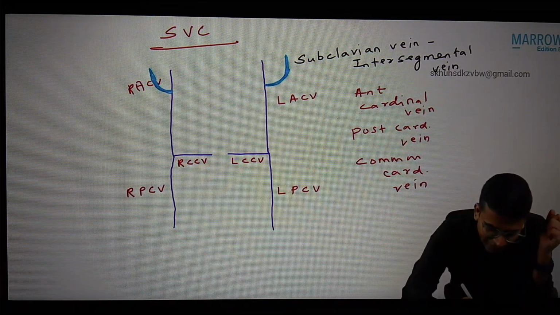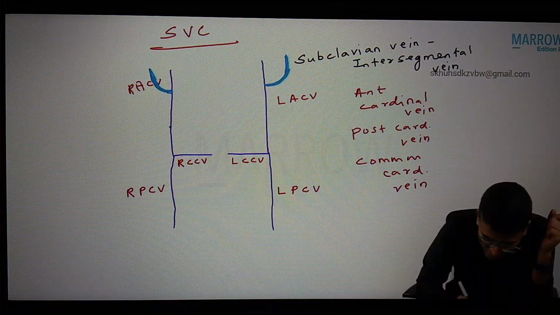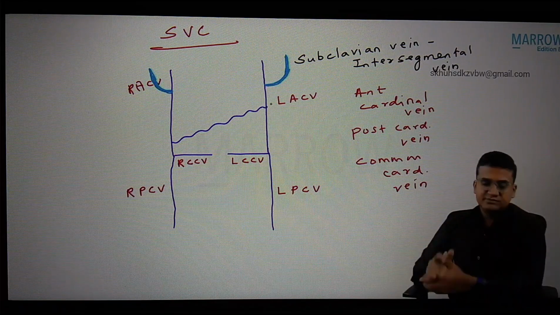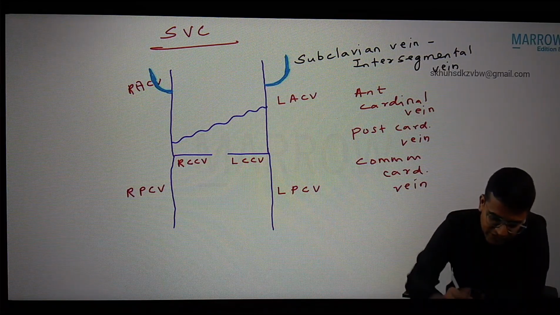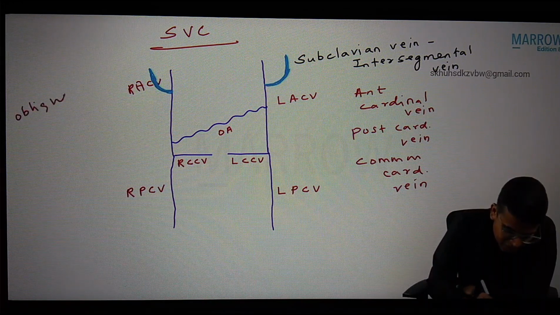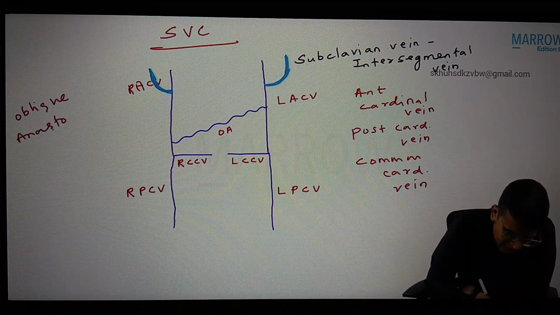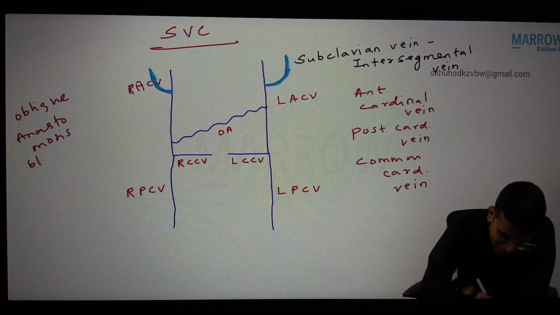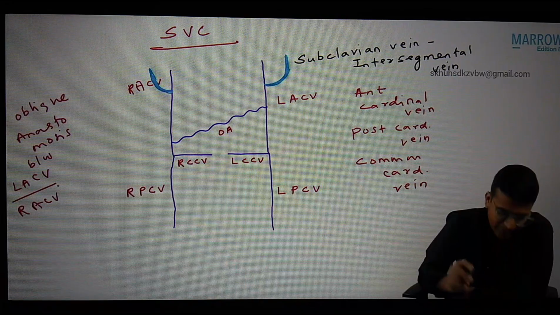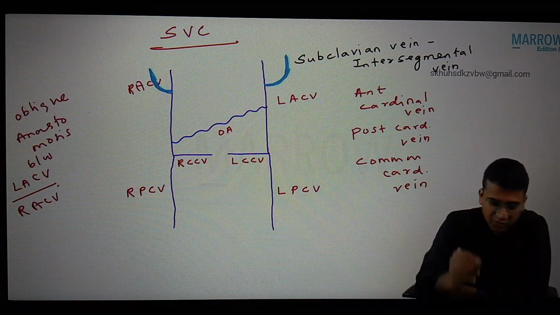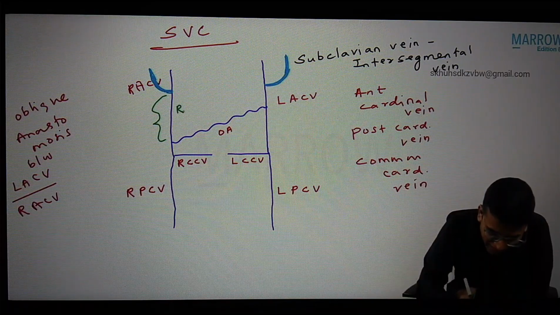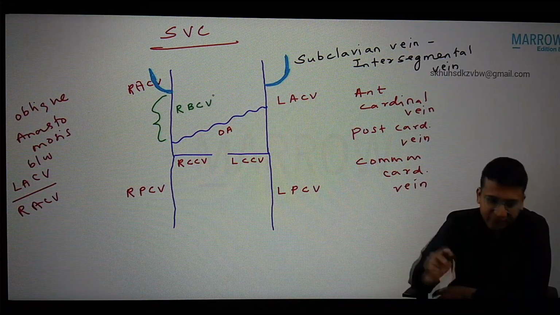So now, we have the anastomosis. The oblique anastomosis between the anterior cardinal veins. So this is the oblique anastomosis. I am writing OA. So OA means oblique anastomosis, between left anterior cardinal vein and right anterior cardinal vein. So now we have this part that will form the right brachiocephalic vein.